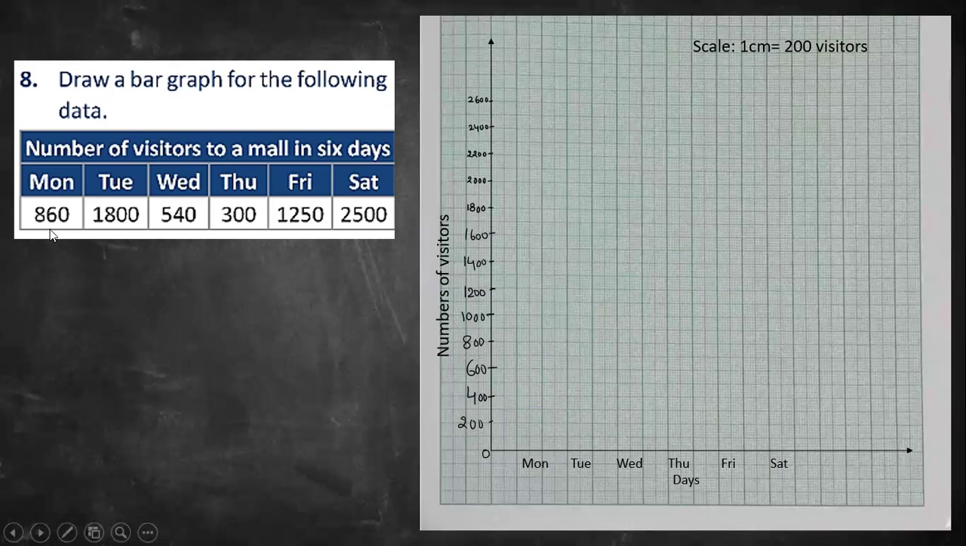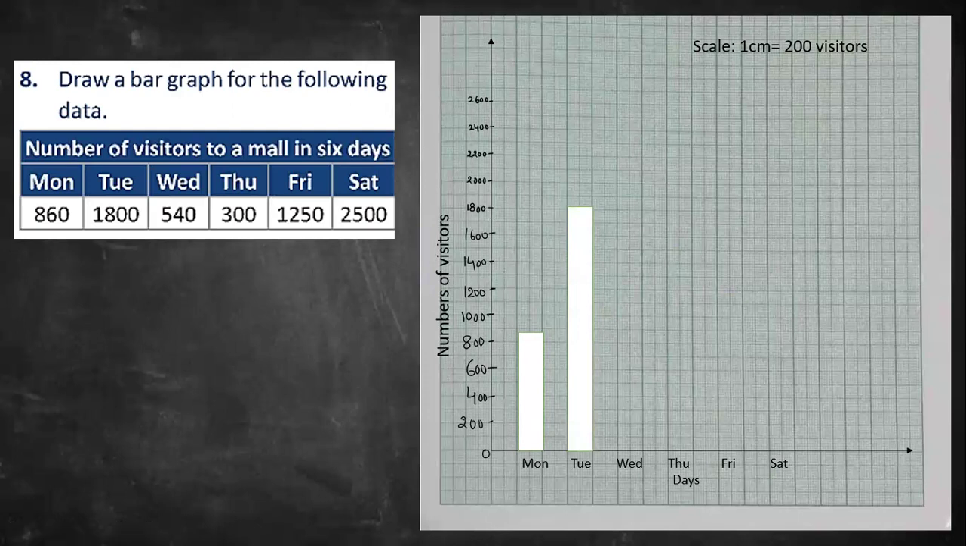Monday, it is 860. So now 800 and then between them 900 and then here 1000. So 860 will come between 800 and 900. It means somewhere around here. Yes. Okay. Now Tuesday 1800. So 1800 here. So for Tuesday we have drawn the bar till 1800.